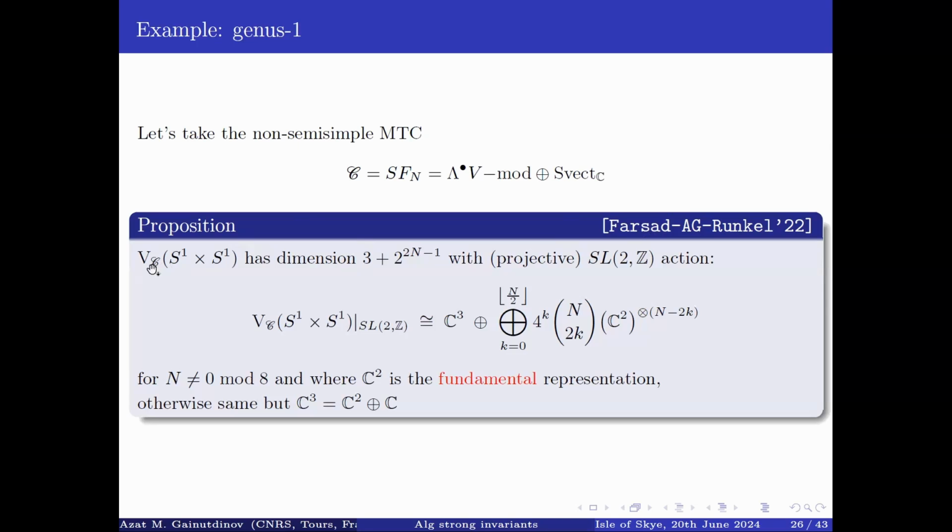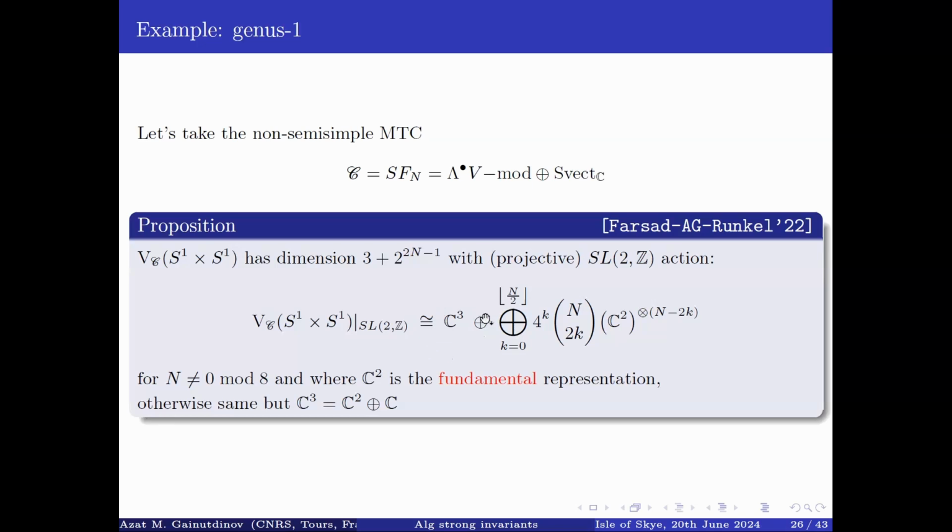In this example, the torus, the vector space corresponding to the torus has dimension 3 plus 2 to the n minus 1. And the projective SL2Z action has this decomposition. There is a 3-dimensional direct summand, and there is a bunch of tensor products of fundamental representations of SL2Z. But this 3-dimensional piece is coming from characters of projective objects, in a sense.